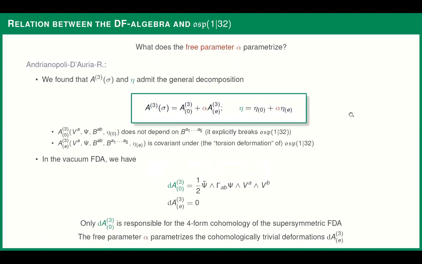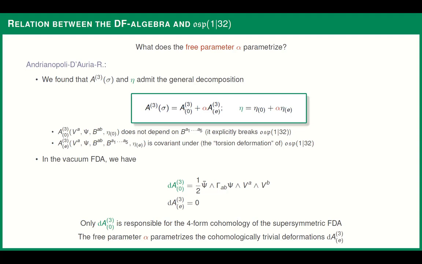And the final point is that the open question that I left before was what does this three parameter that we find in the parameterization parameterize. We can split A3 into two contributions, same for the extra spinor, so into two extra spinors, let's say. One of these contributions, A30, is responsible for the four-form homology of the supersymmetric free differential algebra, while the other one is trivial. And so these parameterize precisely the homologically trivial deformation.